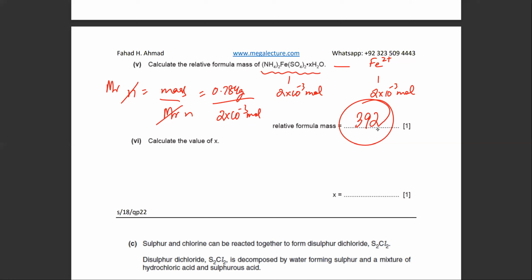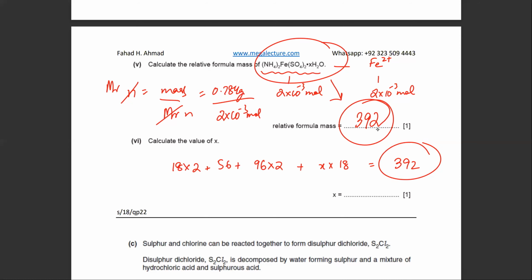Now the last part, I guess you have to figure out X. So everything should add up to be equal to 392. It's NH4 twice, so that's 18 into 2. Fe, I think, is 55.8, plus SO4 twice, that's 96. 32 plus 16 into 4, and then twice. Plus there are X water molecules, so X into 18. All of this must add up to be equal to 392. Can you try and figure out what X is? And quickly tell me what the answer is.